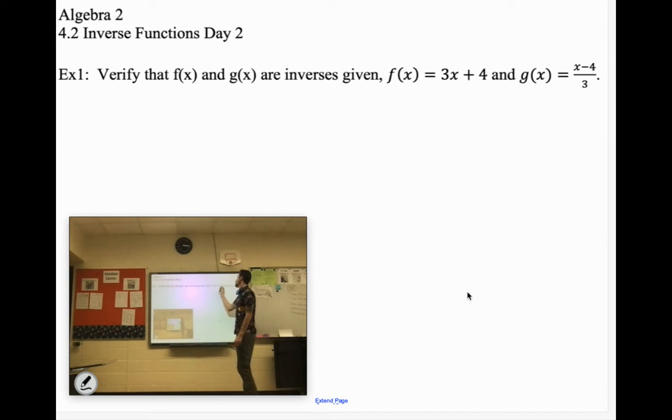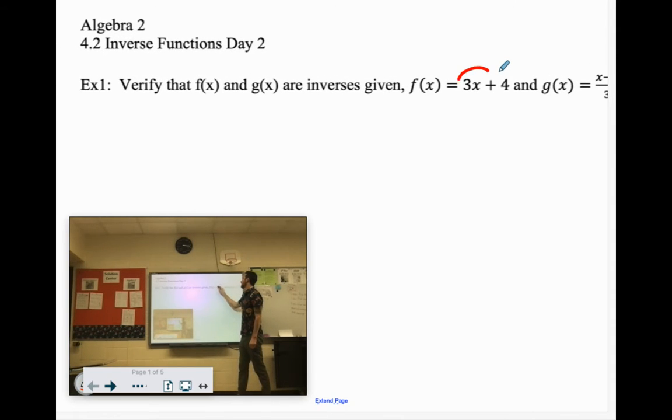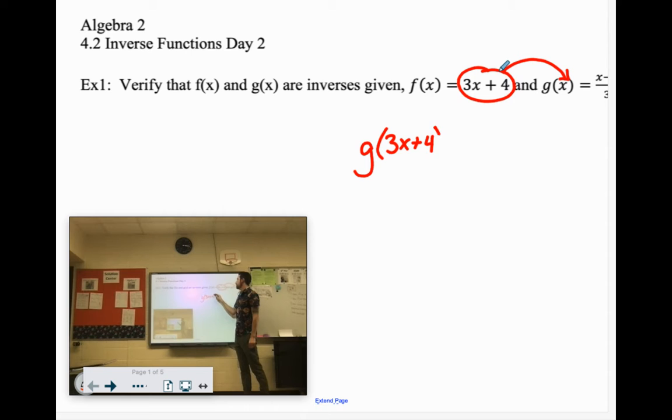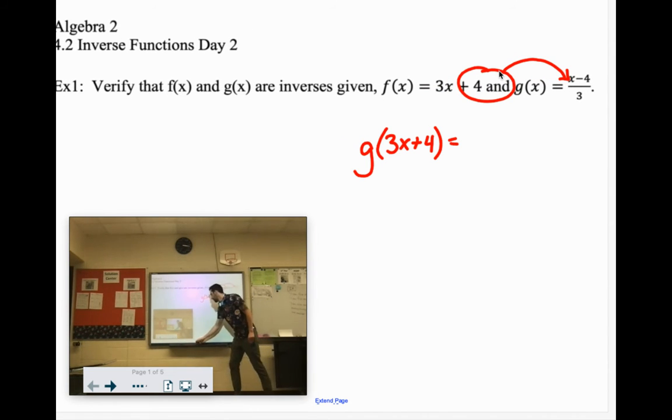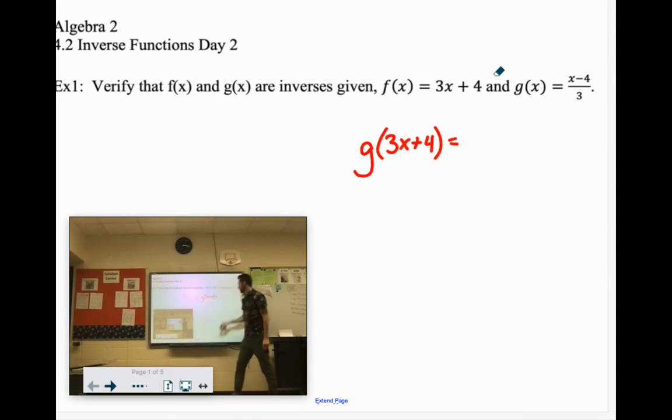So if we were to take this 3x plus 4 and put it into the other equation for x, so we're doing g of 3x plus 4, which again means every time we see an x in the equation, we're going to replace it with 3x plus 4. So here's our only x. That's where I'm going to put the 3x plus 4, and then we have the minus 4 over 3.